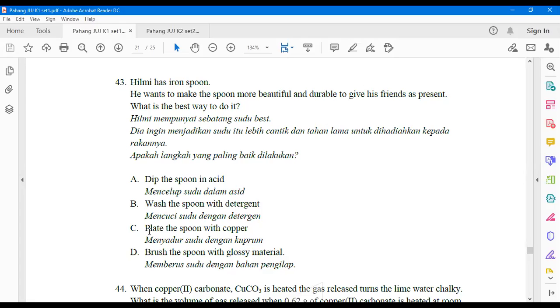Okay, now a question from me. If I want to electroplate this iron spoon with copper, where should I put the iron spoon? The anode or the cathode?